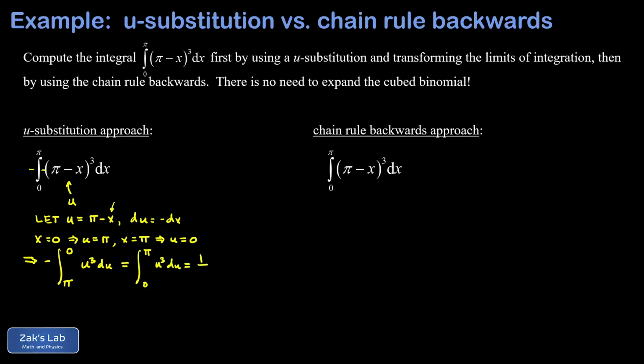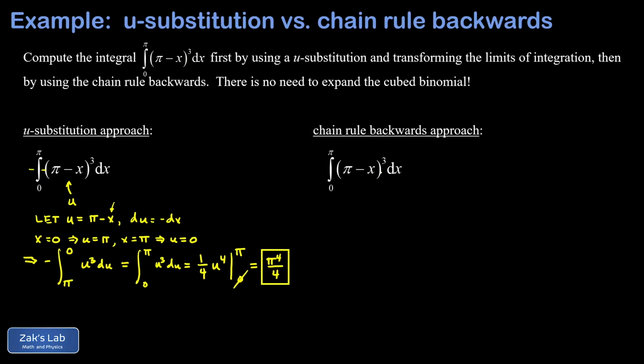This gives me 1/4 u to the fourth, just using the power rule there, evaluated from 0 to pi. And when I plug in the upper limit of integration, I get pi to the fourth over 4. And when I plug in the lower limit of integration, I get 0. So there's the value of our integral, pi to the fourth over 4.